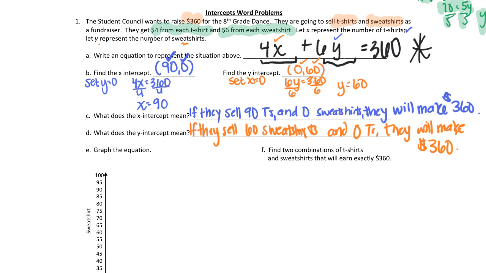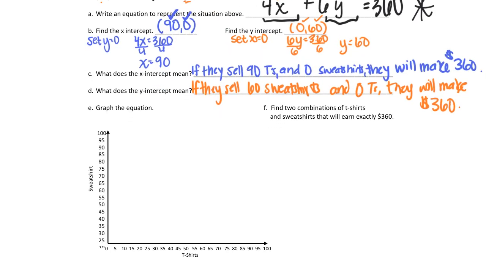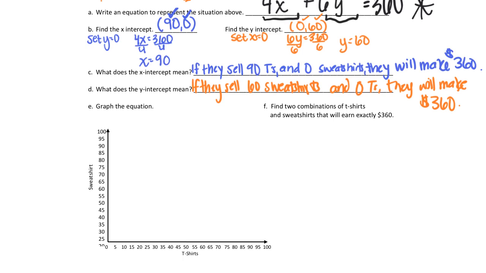So we're going to graph the line, and all the points on the line are going to tell us different ordered pairs, different combinations of t-shirts and sweatshirts that they could sell. So you'll see on the graph below, it's labeled t-shirts and sweatshirts. Let's go ahead and put our x-intercept on there, 90 tees, 0 sweatshirts, and then our y-intercept, 0, 60. And then we have 2 points on that line, so we can connect them.